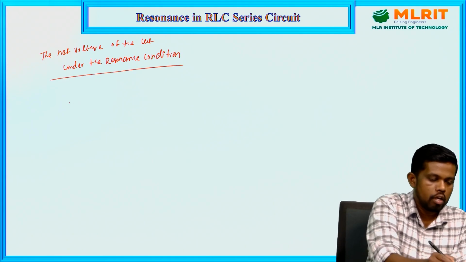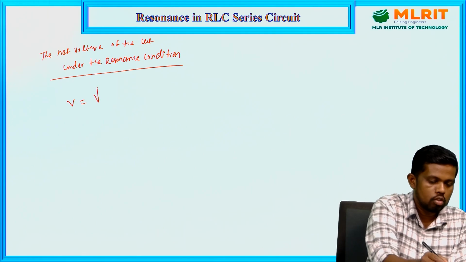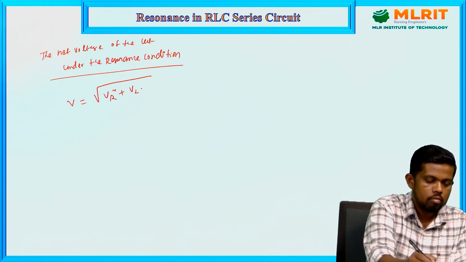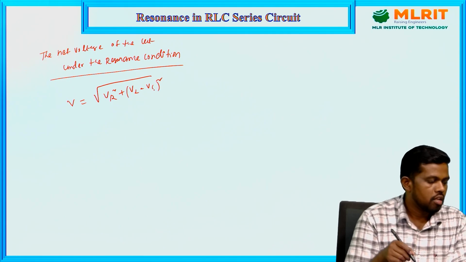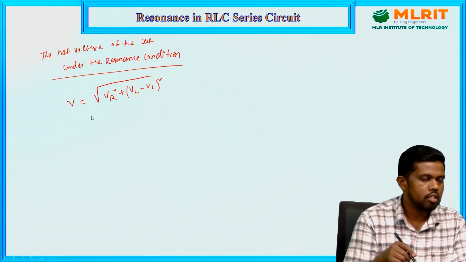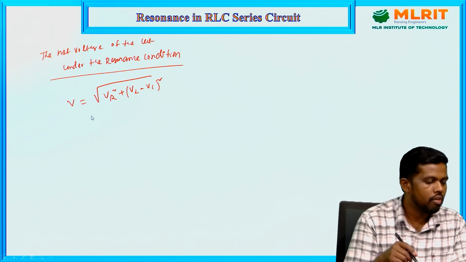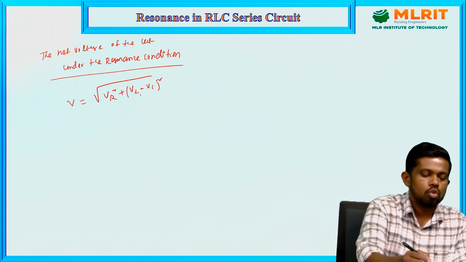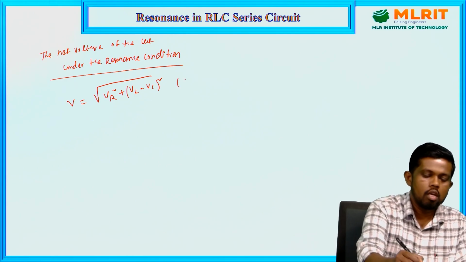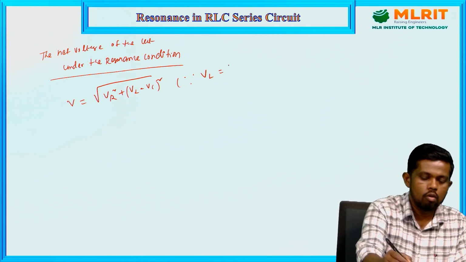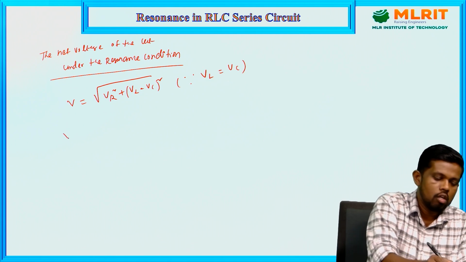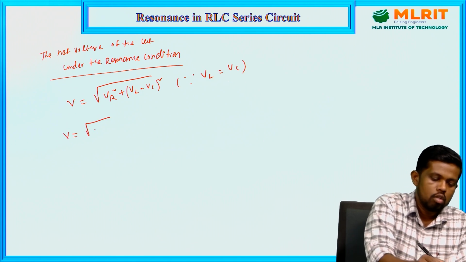So V is equal to the square root of the sum of the squares of the magnitudes. We need to consider V equal to the square root of VR squared plus (VL minus VC) whole squared. Under the resonance condition, the voltage across the inductance is equal in magnitude and opposite in phase. So the voltage across the inductor should be equal to the voltage across the capacitor.